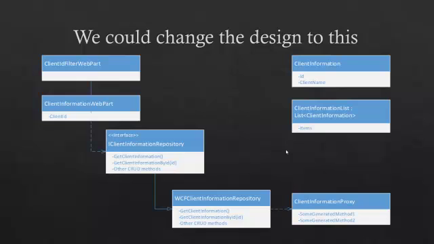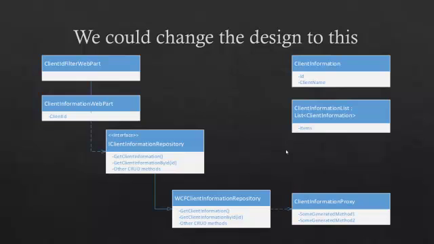If that doesn't work, instead of writing the whole web part anew, we just create a new client information repository, for example, a WCF client information repository. As you can see in the previous slide, where we just have these same methods, get client information by ID, and these other CRUD methods, this WCF client information repository does have exactly the same methods because it, of course, implements the exact same interface.